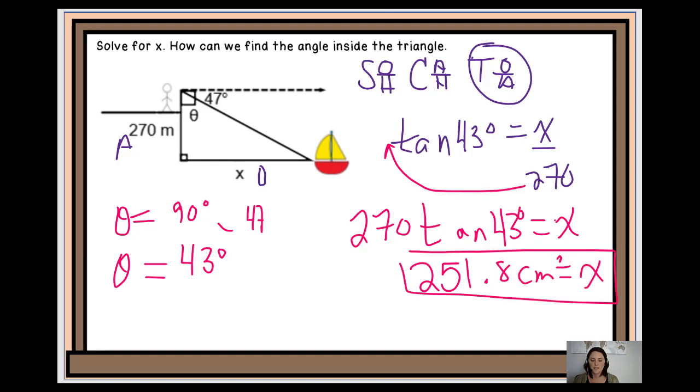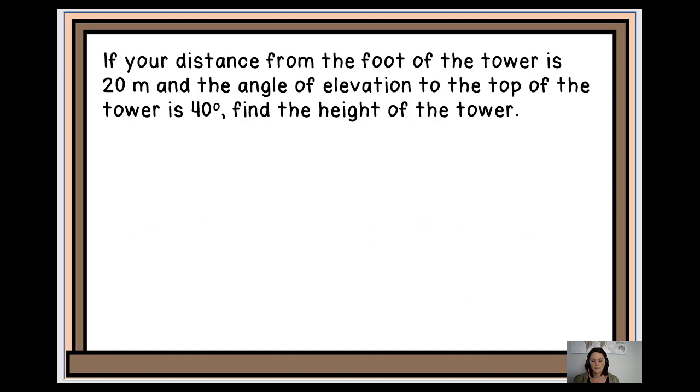Okay, let's look at another example. If your distance from the foot of the tower is 20 meters and the angle of elevation to the top of the tower is 40 degrees, find the height of the tower. The first thing we need to do is make a sketch of what we think the question is asking us. Okay, so please grab your ruler and let's make a nice diagram.